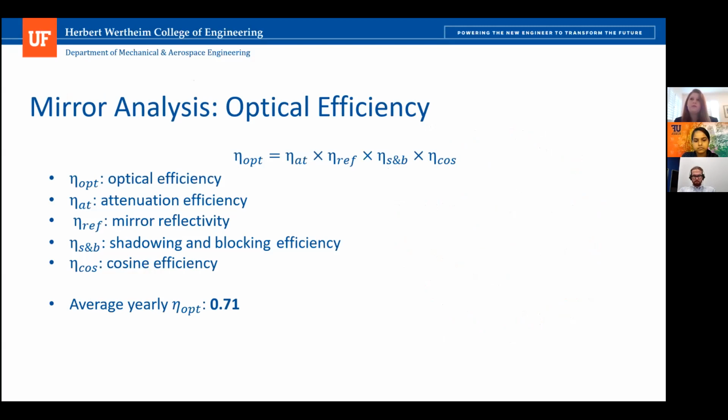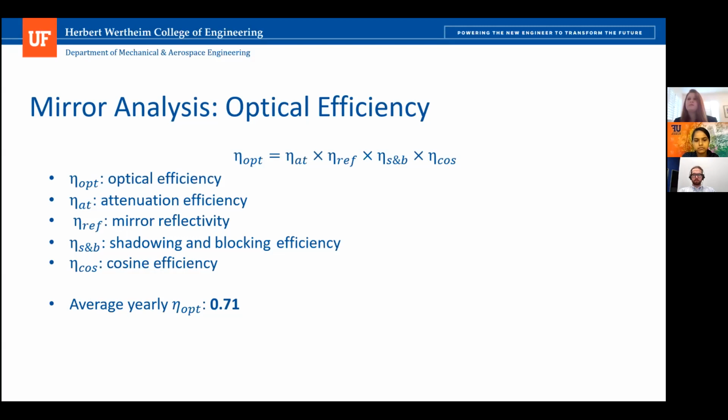So the optical efficiency measures the energy loss of the proposed field layout, and it can be determined by considering the attenuation efficiency, the mirror reflectivity, the shadowing and blocking efficiency, and the cosine efficiency. The mirror reflectivity is taken to be 95%, while the shadowing and blocking loss is taken to be 5.6%.